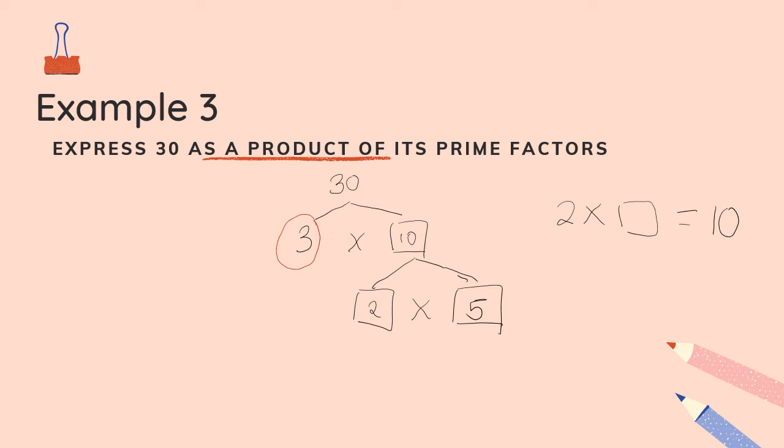Now, we all know that 2 is a prime, so let's circle that, and we all know that 5 is also a prime, because you cannot further branch this out into smaller numbers, because there are only 2 factors for prime numbers. So the answer is 2 times 3 times 5. I am just taking the numbers that we circled right here. So it's 2 times 3 times 5.